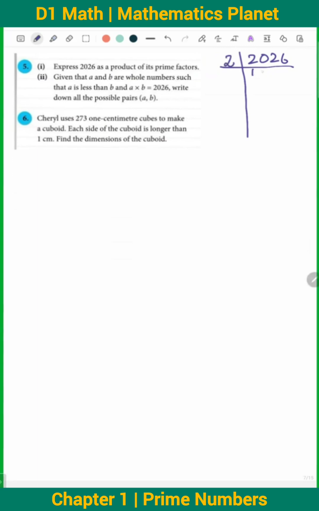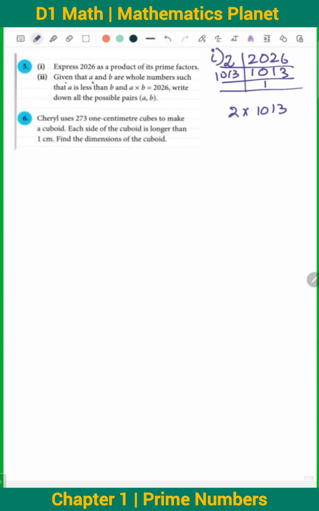2 times 1013 is 2026. Is 1013 divisible by anything? I don't think so. 1013 is a prime number and it cannot be divided further. So you got 2 factors, 2 times 1013. Part 1 is done. This is part 1.